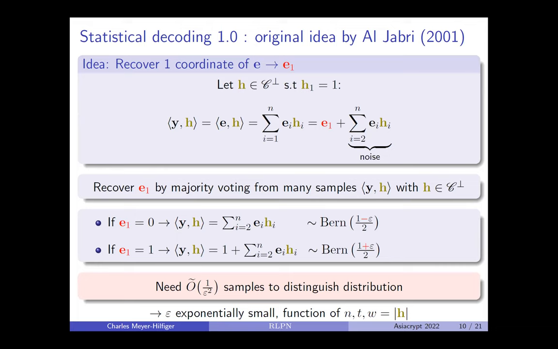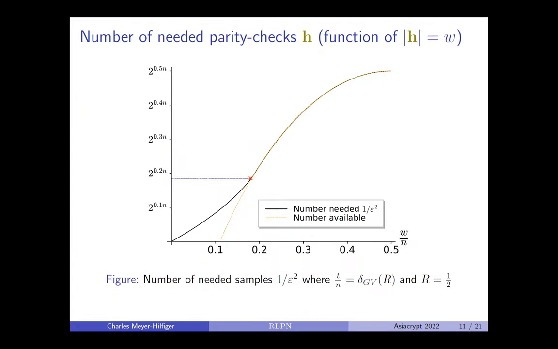of w, the weight of h. To be a bit more precise, I've plotted the number of needed parity checks h to be able to distinguish the two distributions, as a function of w, the weight of h. In black here, you have the curve which represents the number of needed parity checks. And you see that when w is small, you need fewer parity checks.